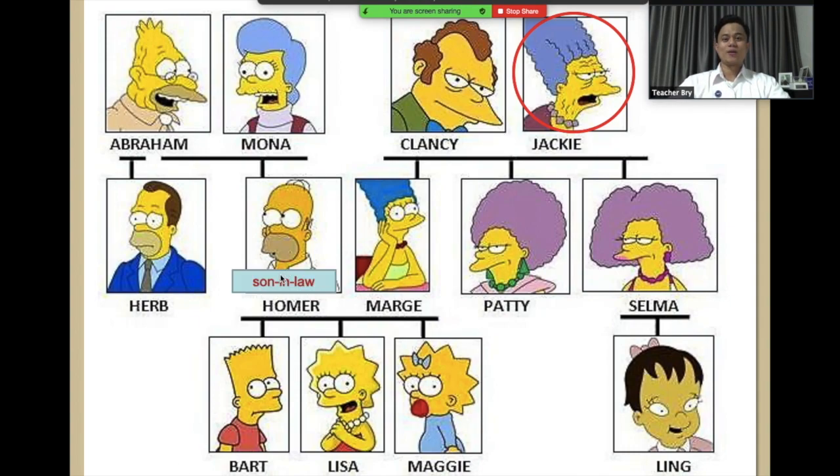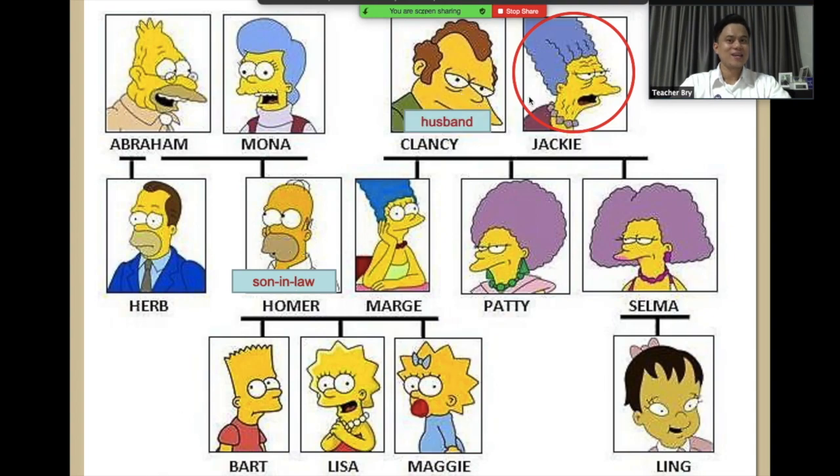So, Homer is Jackie's son-in-law. Let's say it: son-in-law. Very good. So, son-in-law. Why? Homer is not her blood relative, but rather he is the husband of her daughter Marge. So that's why it's called son-in-law.